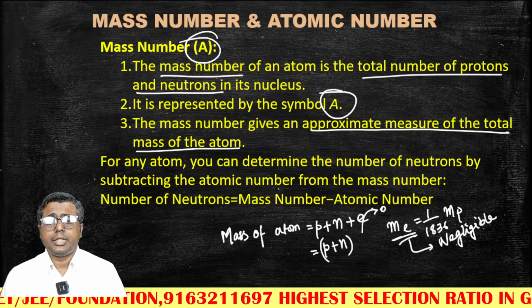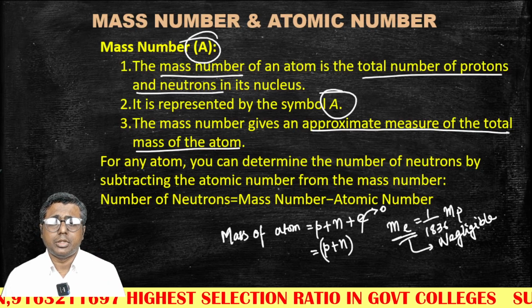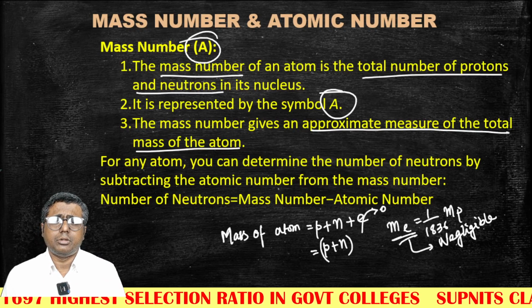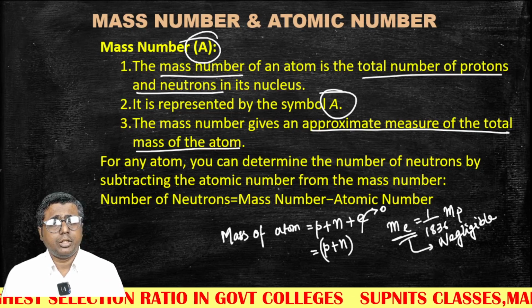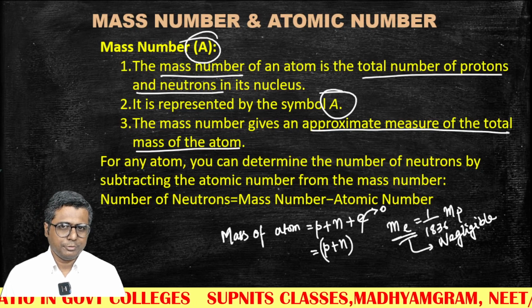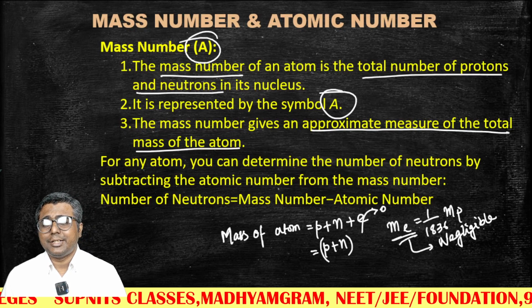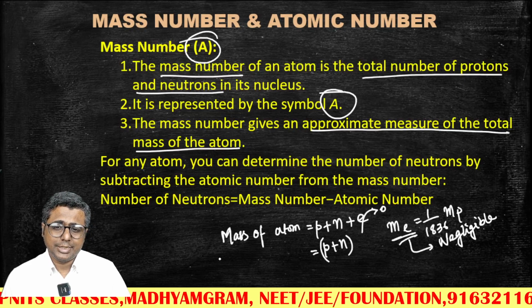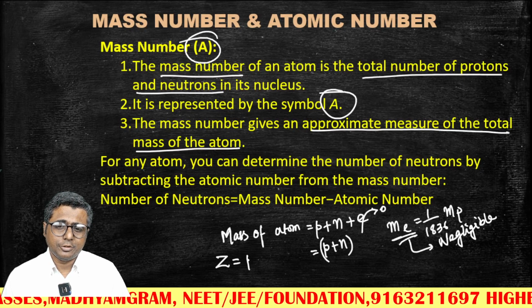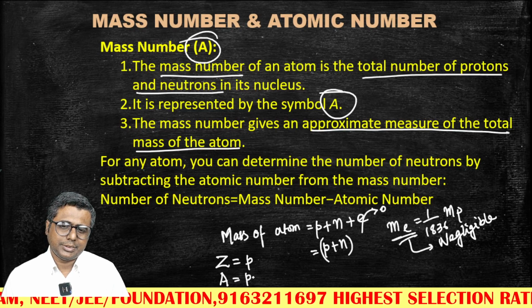So, whenever it is said to find the mass of the atom, you need to consider only the mass of the protons and the mass of the neutrons. There is no requirement to consider the mass of electrons, because the mass is minuscule with respect to protons or neutrons. Okay guys, so let us proceed. What did we get at this point? We got that Z, the atomic number, is equal to the proton number, and the mass number is equal to the proton plus neutron number.